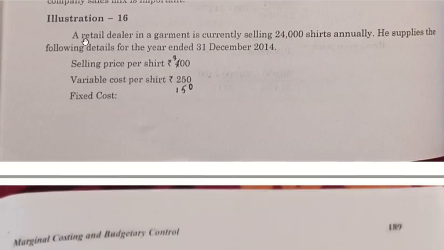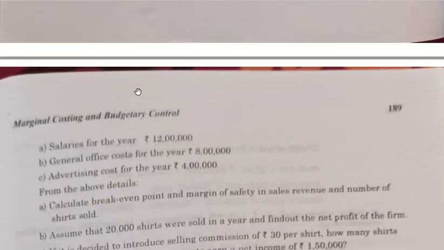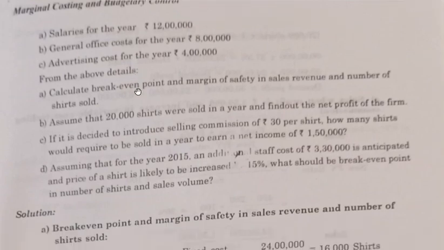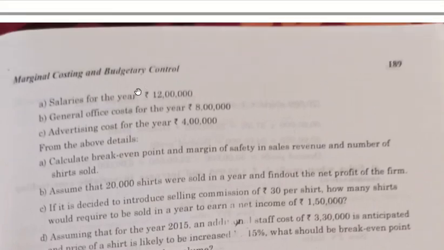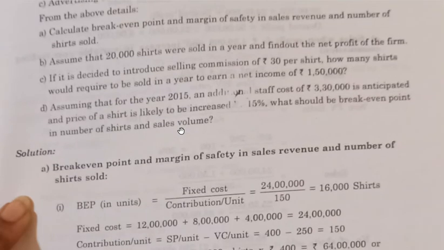So in the next illustration, a retailer dealing in garments is currently selling 24,000 shirts annually. He supplies the following details for the year ended 31st December 2014. The selling price per shirt is 400, variable cost per shirt is 250. Fixed cost includes salaries for the year 12 lakhs, general office cost for the year 8 lakhs, advertisement cost for the year 4 lakhs. So what is your fixed cost? 12 plus 8 plus 4, which is equal to 24 lakhs is your fixed cost. So you're supposed to calculate BEP and margin of safety.